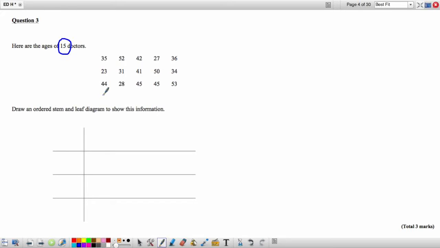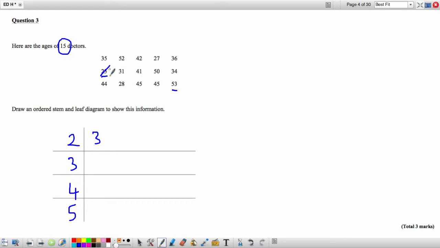Question 3. Here are the ages of 15 doctors. Draw an ordered stem and leaf diagram to show this information. First, let's find the smallest value. Looking here at our ages, 23 is the smallest number, and our largest number is 53. This means our first row will be for the 20s, and our first number will be 23. Then we will have 30s, 40s, and 50s.